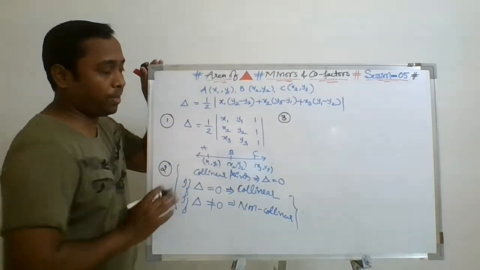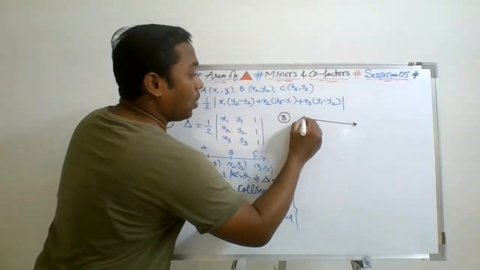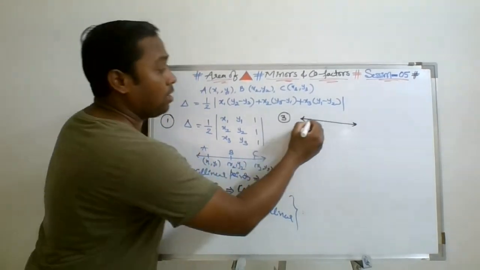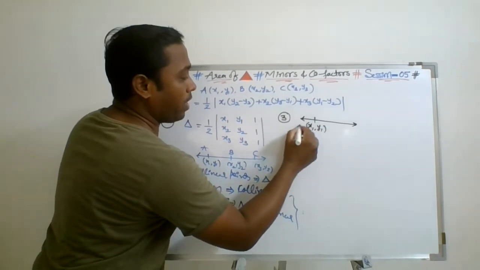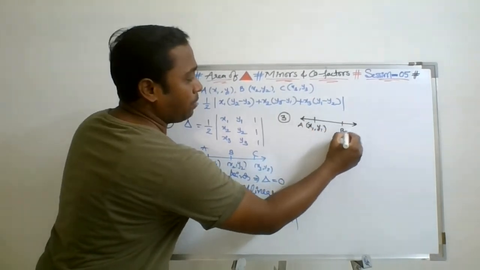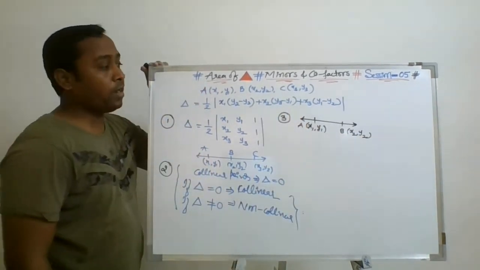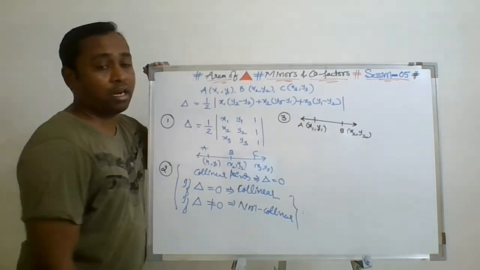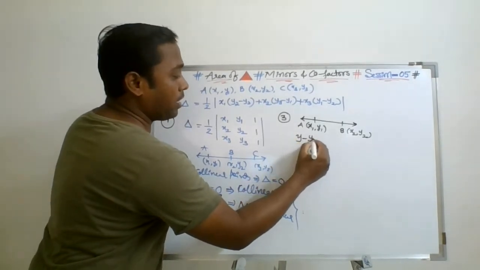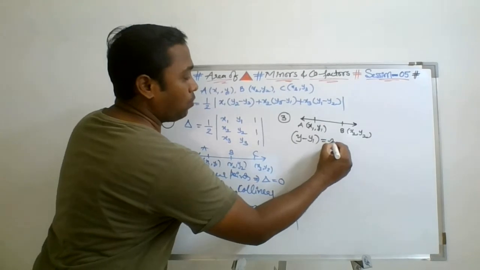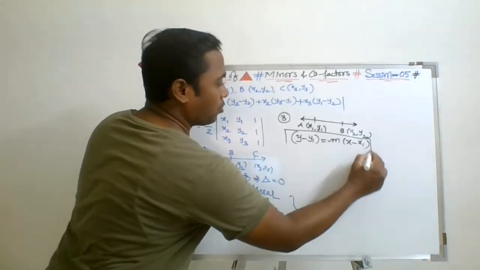Now of this topic, we have studied how to find the equation of the straight line when it is passing through the given 2 points. Let us say x1, y1 and another point B whose coordinates are x2 comma y2. How to find the equation of the straight line passing through the 2 points? That is simply y minus y1 is equal to m into x minus x1. This is the equation of the straight line.